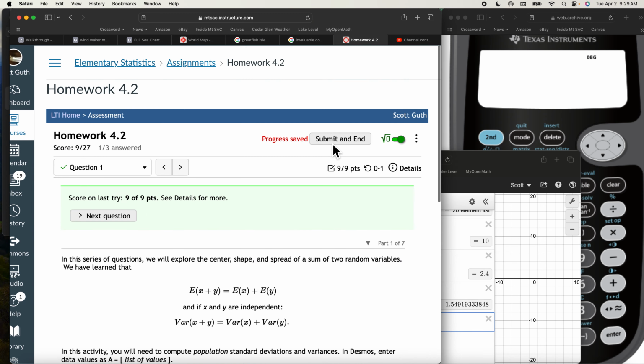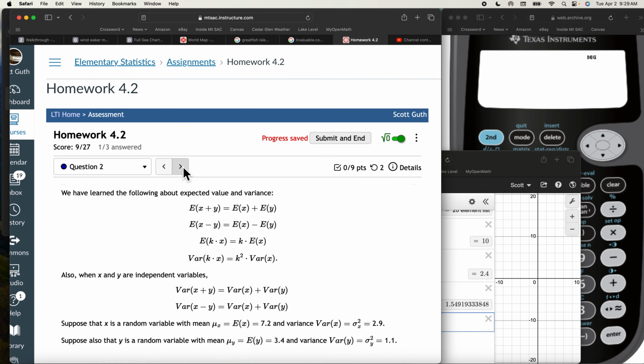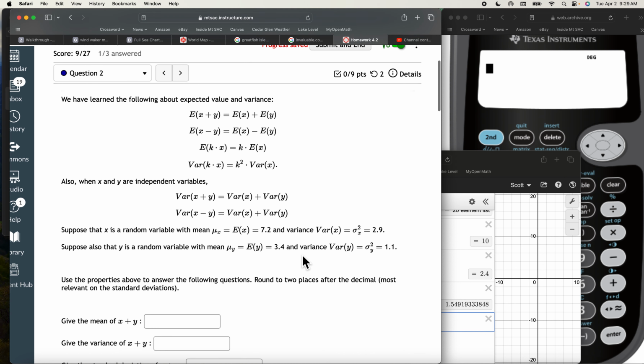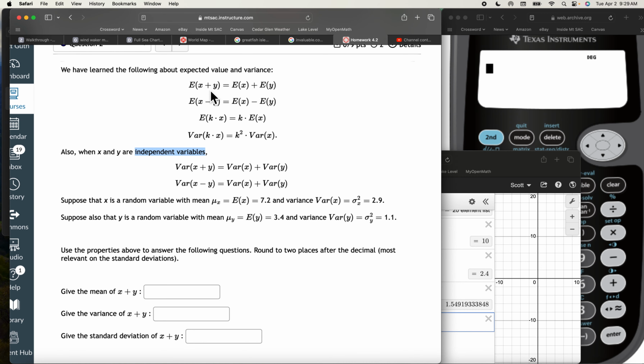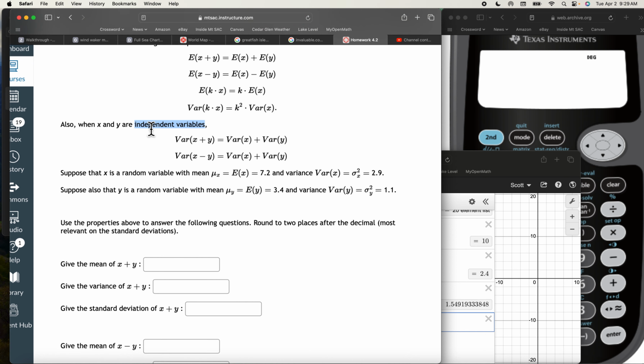Now, for the next question we're going to look at, I think I'll look at question 2, and we get a whole list of properties. This is for independent variables. We've already talked about expected value of the sum. The expected value of a sum is the sum of the expected values, and the expected value of a difference is the difference of the expected values. But for independent variables, the variance of the sum is the sum of the variances, and the variance of the difference is the sum of the individual variances. So we add variances whether we're adding or subtracting our variables.